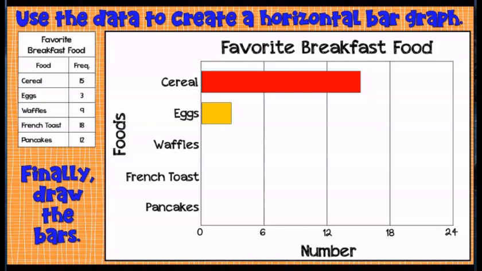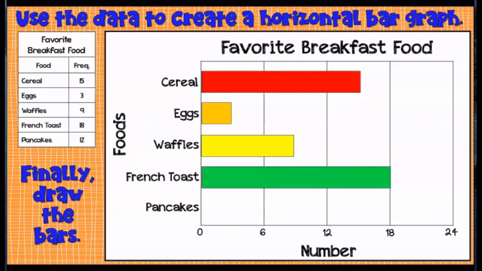Waffles, a 9. That's also not on my table. But I know about where it's going to go. It's going to go between my 6 and 12. French toast. Let's see. Ooh, French toast is an easy one. It goes right to the line. And pancakes is an easy one because it goes right to the line.